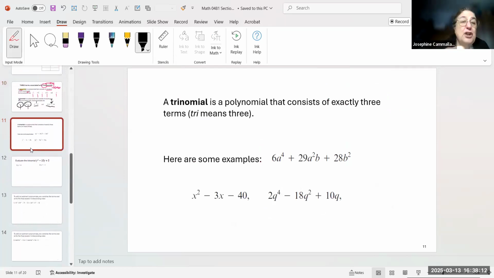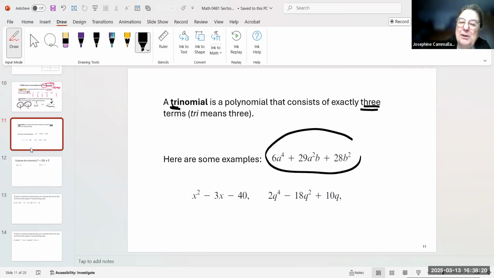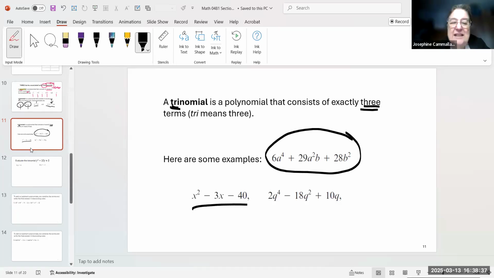Now, there's one more word we have to know. Tri. Tri is 3. Now, this is an example of 2 letters: 6a to the 4th plus 29a squared b plus 28b squared. This x squared minus 3x minus 40 is a trinomial. In my third example, everything has q's. My first example has a and b.